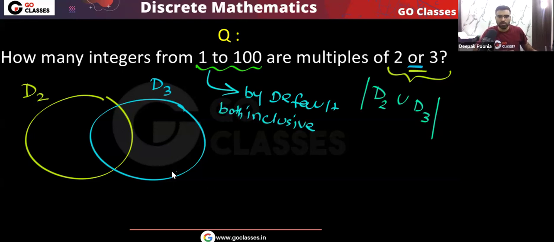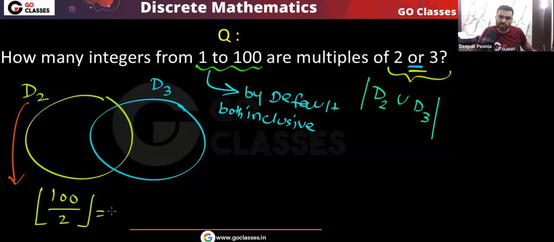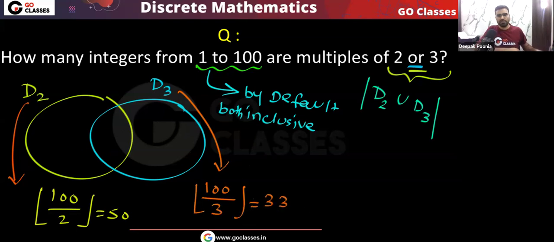Now let's find how many integers from 1 to 100 are divisible by 2. Very easy, you can just apply the formula: 100 divided by 2, floor, that is equal to 50. And how many from 1 to 100 are divisible by 3? That is 100 divided by 3, floor, and that will be equal to 33.